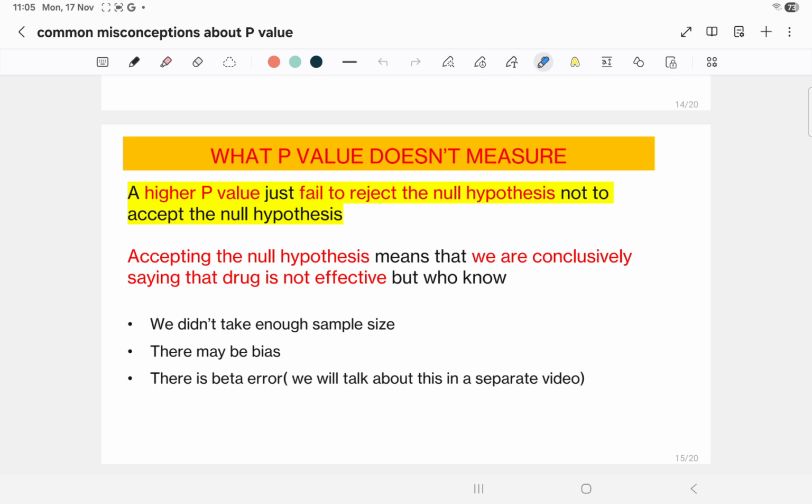So if we conclusively say that I am accepting the null hypothesis, I am closing all the doors for the future. So I don't have any room to improve the sample size, take a larger sample size, or improve the bias or beta error. That is why we never conclusively say that the effect is not there, because we want to keep the door open. We want to improve our study design. That is why a higher p-value just means we failed to reject the null hypothesis.